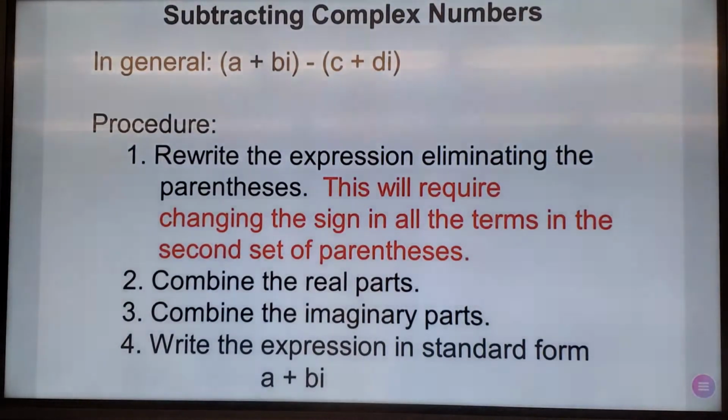Subtracting complex numbers, again, similar to what we did before. Now I have the quantity A plus BI minus the quantity C plus DI. Again, we're paying attention to that sign in the middle of the two sets of parentheses. Procedure-wise, you're going to rewrite the expression, eliminating the parentheses, requiring us to change the sign of all terms in the set, or sets if we have multiple, behind the subtraction. Okay, and then the rest is the same as addition. We're going to combine the real parts, combine the imaginary parts, and then make sure that our answer is in standard form, A plus BI.